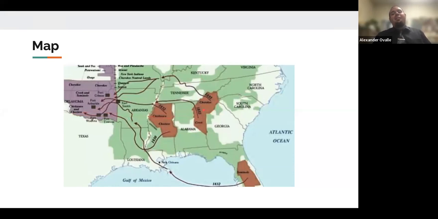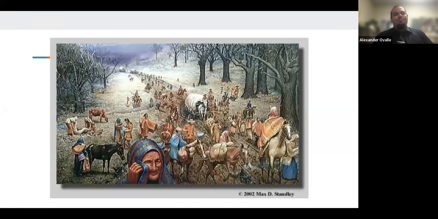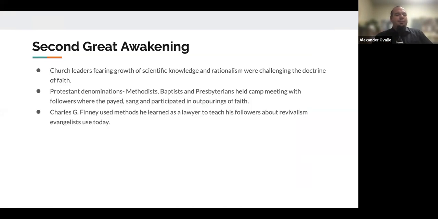The 5 civilized tribes, as they're called, the Seminole, the Cherokee, I think that's the Creek, the Choctaw, and the Chickasaw. Those are the 5 civilized tribes, the 5 main tribes that were forced from their homes.